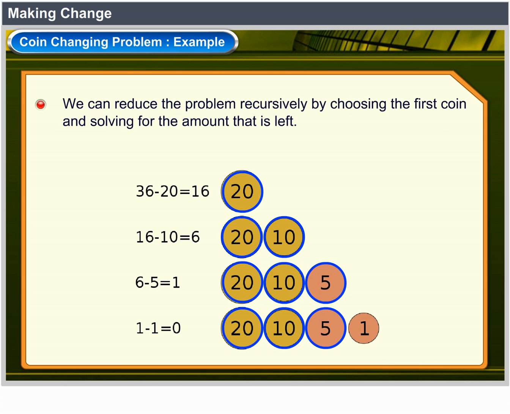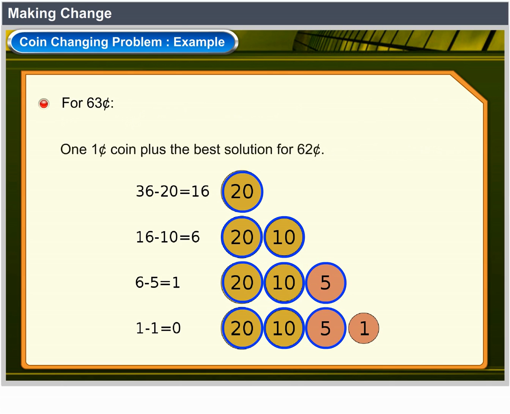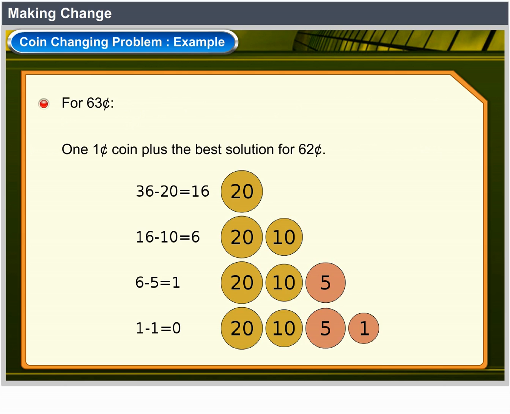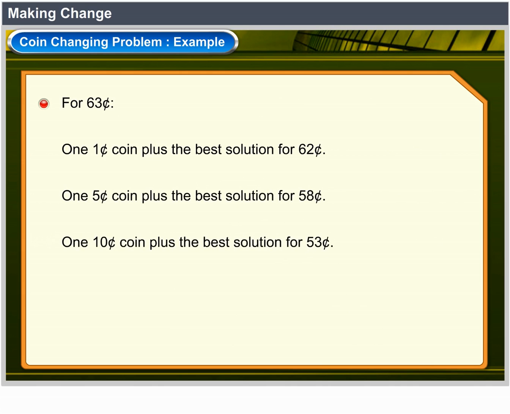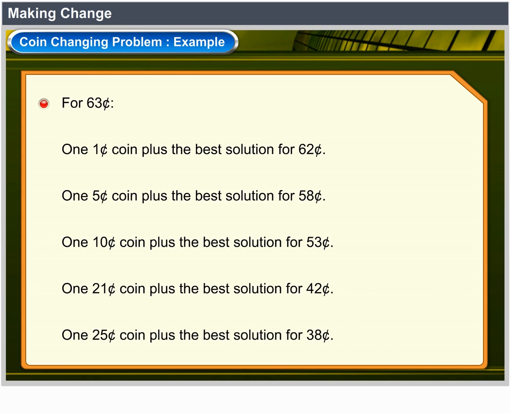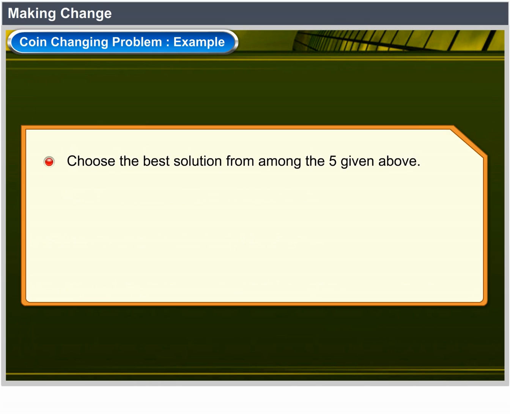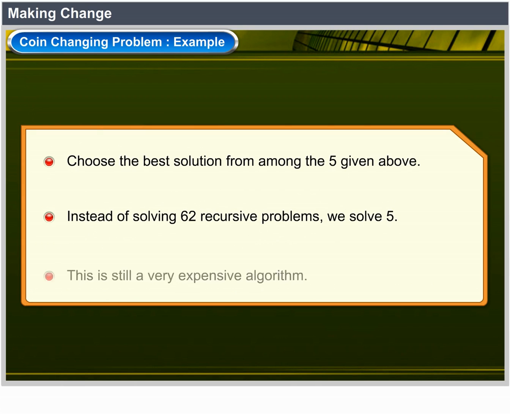For 63 cents: one 1-cent coin plus the best solution for 62 cents. One 5-cent coin plus the best solution for 58 cents. One 10-cent coin plus the best solution for 53 cents. One 21-cent coin plus the best solution for 42 cents. One 25-cent coin plus the best solution for 38 cents. Choose the best solution from among the 5 given above. Instead of solving 62 recursive problems, we solve 5. This is still a very expensive algorithm.